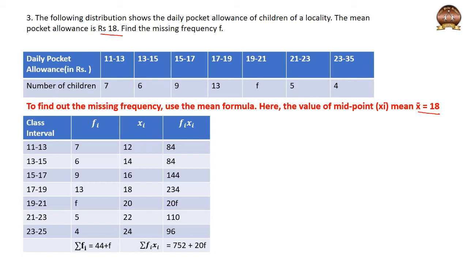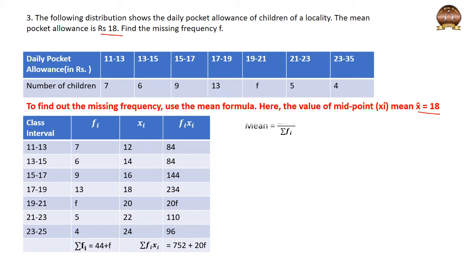Next column we'll find fi xi. So fi xi is 7 into 12, 84, 6 into 14, 84, 9 into 16, 144, 13 into 18, 234, f into 20, 20f, 5 into 22, 110, 4 into 24, 96. So we have found out fi xi. Now the total summation fi xi: 20f cannot be added to the others as it is not a like term, right? F is a variable. So when you add all the numbers, you get 752 plus 20f. Similarly, for the frequencies, f will remain separate. The rest of the numbers, 7 plus 6 plus 9 plus 13 plus 5 plus 4, will give you 44 plus f.